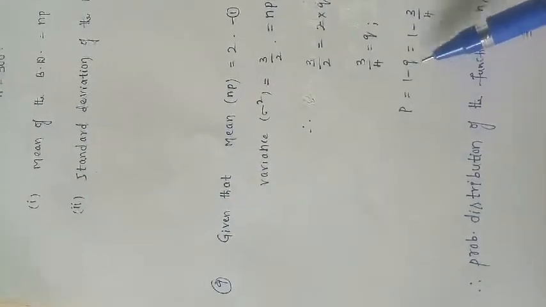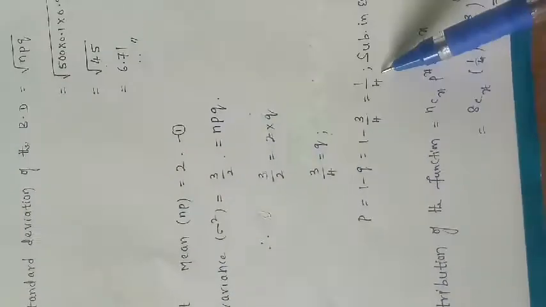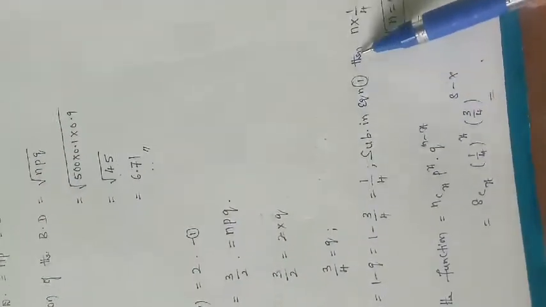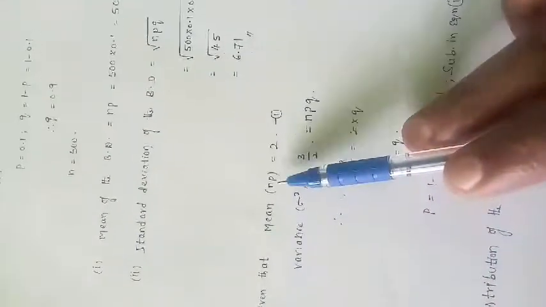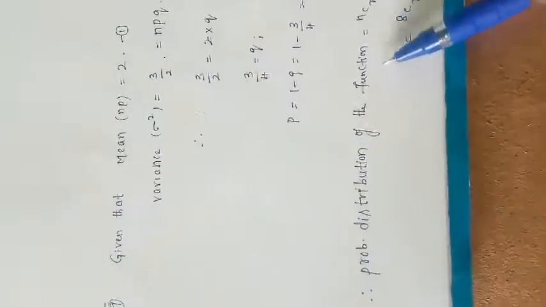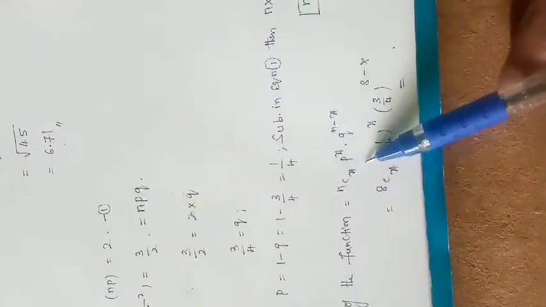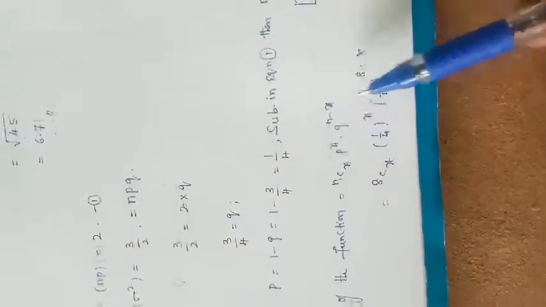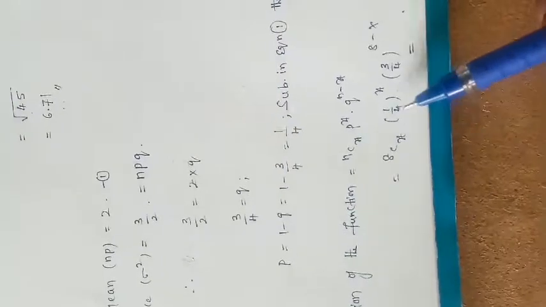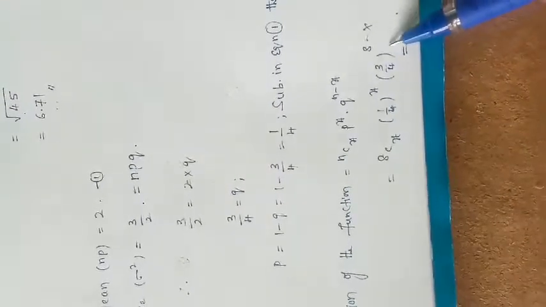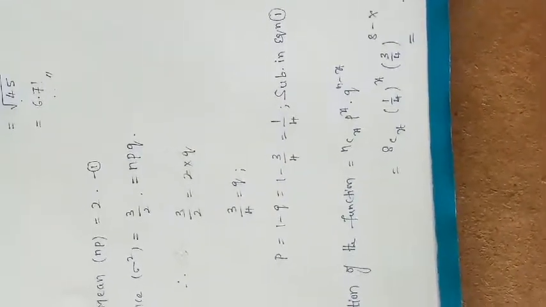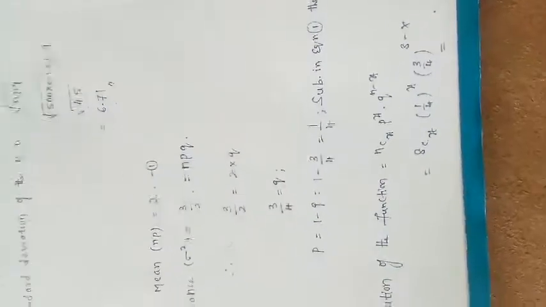After finding the q value we can easily find the p value. p is equal to 1 minus q. Then 1 minus 3 by 4 is equal to 1 by 4. Please substitute in equation 1, then you will get the n value. n into p, substitute the p value: n into 1 by 4 is equal to 2. Then n is equal to 8. Then he is asking for the probability distribution function. The formula is nCx p power x q power n minus x. Then n value 8, Cx, p value 1 by 4 power x, q value 3 by 4 power 8 minus x. That's all.